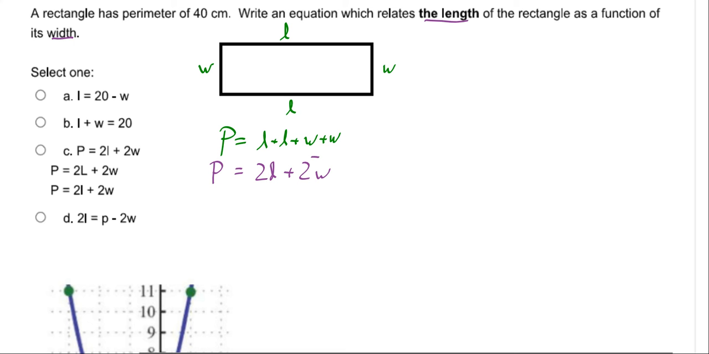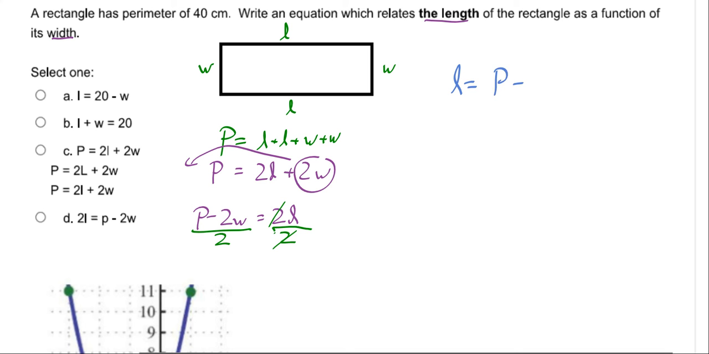So let's take this 2W and throw it over to that side. Perimeter minus 2 widths is equal to 2 lengths. At this point here, I'm almost solved for L, but I'll need to find a way to get L by itself. 2 L's, it's easy to just divide by 2 on both sides. At this point, I've got length is equal to perimeter minus 2 widths over 2.